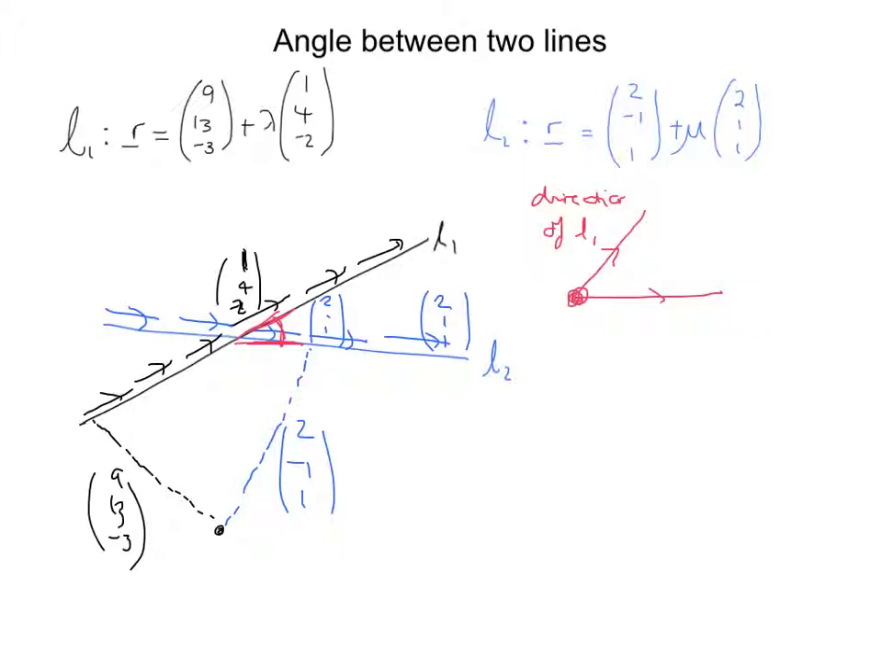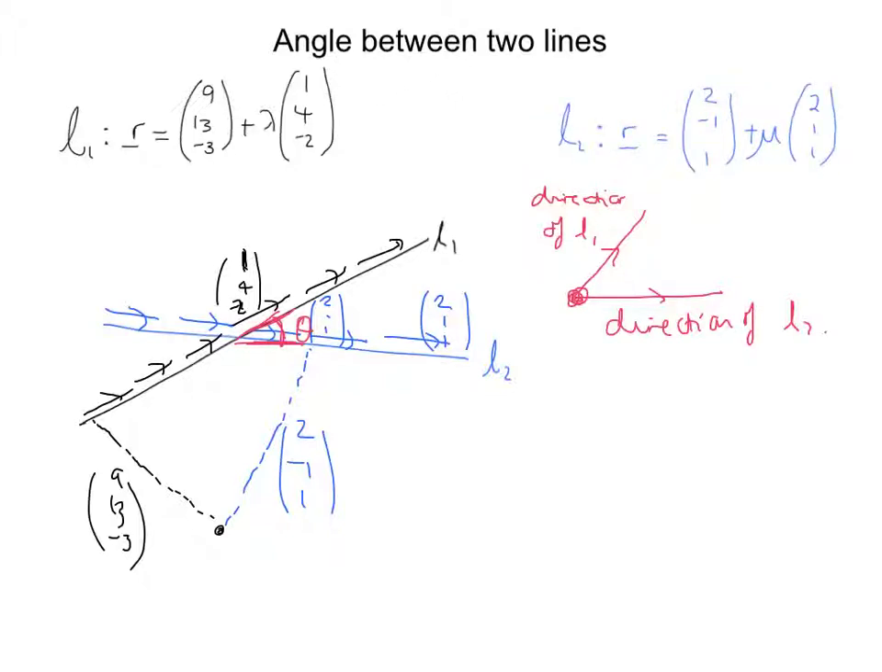The angle there, theta, that angle between the two, if I change the 9, 13, minus 3 to this or this or this or this, it doesn't matter. It's not changing that angle. If I change the direction of the line, then obviously this angle will change. Similarly for the blue line, not relevant, very relevant. This one here is the direction of L2. So the angle between two lines is actually the angle between the directions of the two lines.